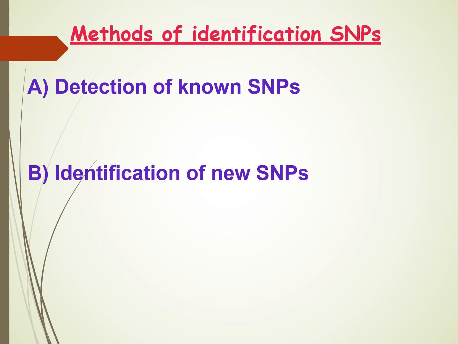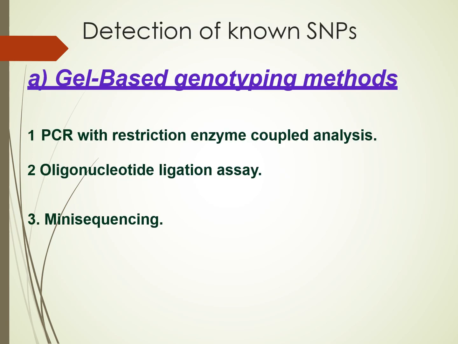Then methods of identification of SNPs. Now there are two types of SNPs. First type of SNPs, they are known to us. They are already known. We just have to detect them. And second one is identification of new SNPs. So we are going to discuss how we can do that. First of all, detection of known SNPs. Now there is a gel-based genotyping method. So first of all, what do we do?